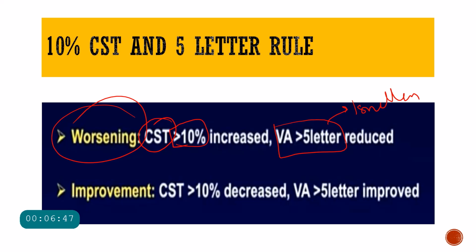Okay, if the CST decreases by more than 10% and the visual acuity is increasing by 5 letters, then that is said to be an improvement on the follow-up. So this is what is meant by the CST and 5-letter rule. As long as the patient is either improving or worsening, you have to continue giving the treatment. So if the patient is worsening, you inject. If the patient is improving, you have to inject. And till when are you going to inject? You are going to inject till he becomes stable.